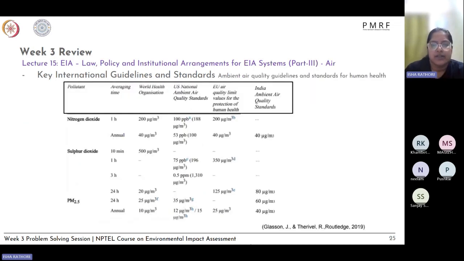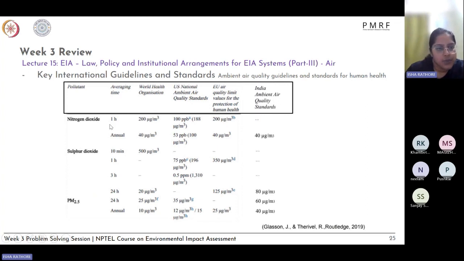Now, this is a comparison of different standards and the times at which they are measured. We have three key pollutants: nitrogen dioxide, sulfur dioxide, and particulate matter 2.5. The average time is the time frame in which the limit is mentioned. This is the World Health Organization standard on the limit which needs to be maintained, and again this is an advisory air standard and not a mandatory one. This is a mandatory one for the US, this is mandatory for the EU or European countries, and this is for India.